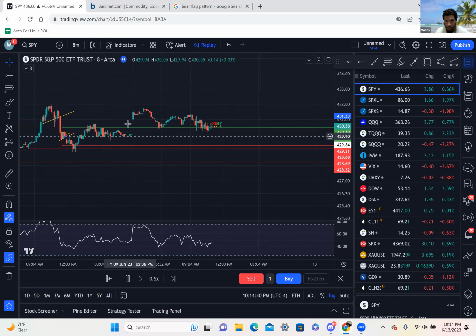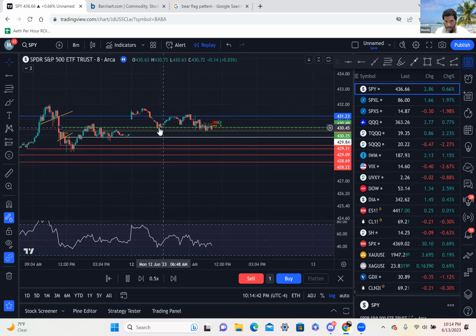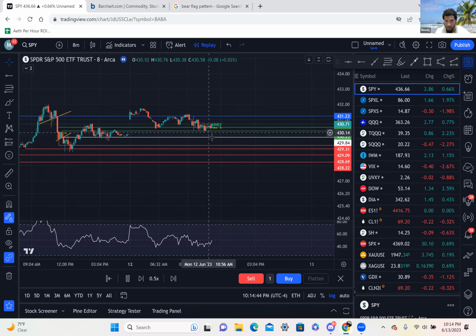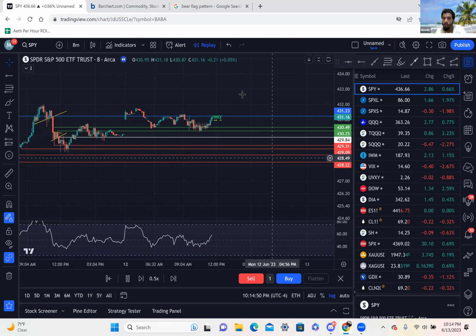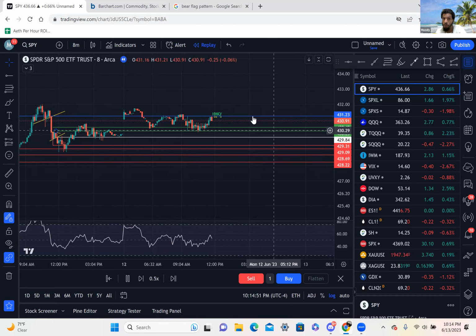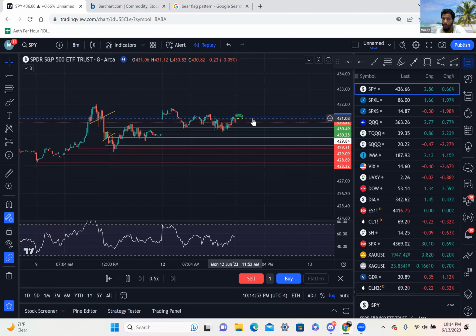All it wanted to do was clean this gap. It cleaned the gap right here. It didn't clean all the way. Once it cleans it all the way, it's a wrap. Bye-bye. As soon as it breaks that blue line, bulls really are gonna step in. Bulls will always step in on market structures.